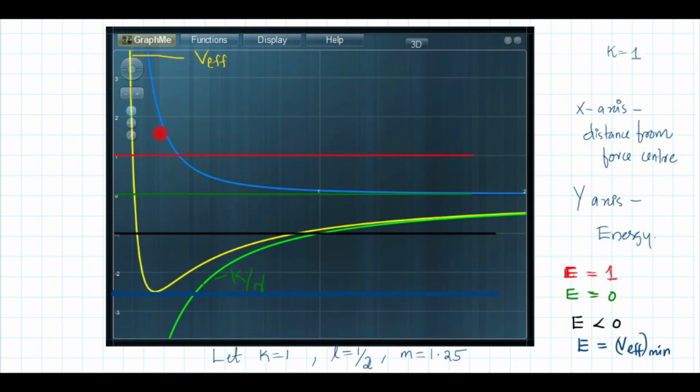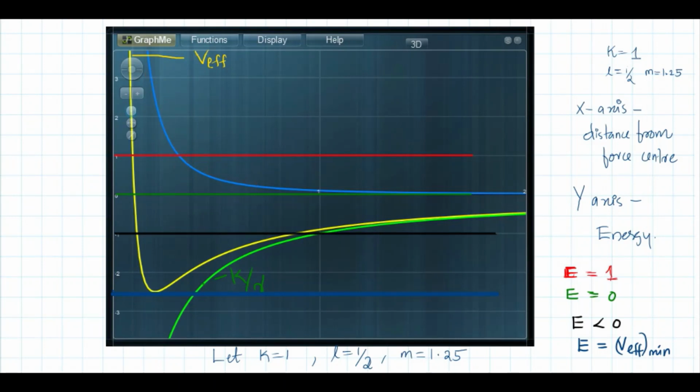Now this blue curve is L square by 2m r square, taking L equal to half and m equal to 1.25. If I take L as half and m as 1.25, this is nothing but 1 by 10 r square, where r is the distance marked on this x-axis. So I took these numerical values and plotted minus k by r and L square by 2m r square.